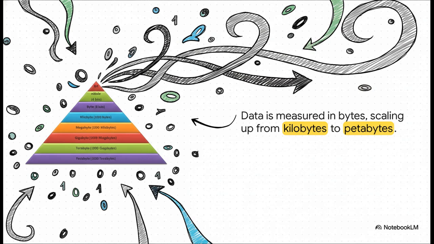And from the humble byte, the scale just explodes. You've heard all the words: kilobytes, megabytes, gigabytes. These days we're talking about terabytes, even petabytes of information. But what's so incredible, what's so mind-blowing, is that every single one of those massive files is still, at its very core, just a gigantic collection of simple on and off switches.